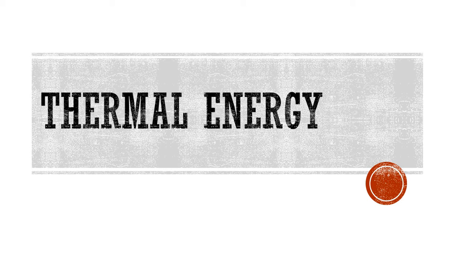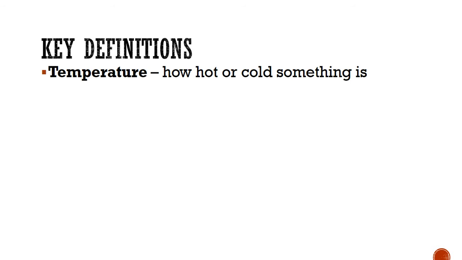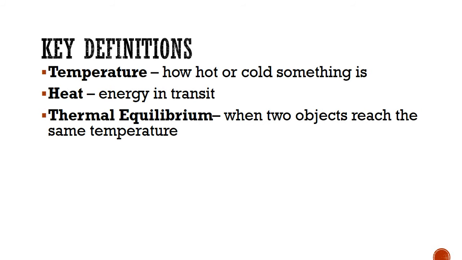This is the relearning for the first standard on the thermal energy test. Some key definitions you need to fill out on your relearning paper. First is temperature. It's how hot or cold something is. Heat is energy in transit. And thermal equilibrium is when two objects reach the same temperature.